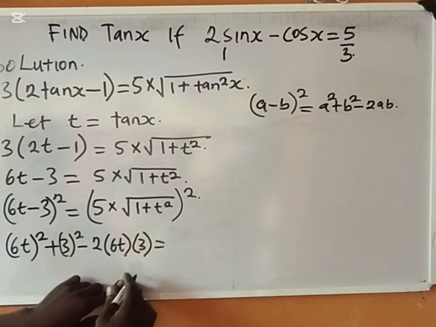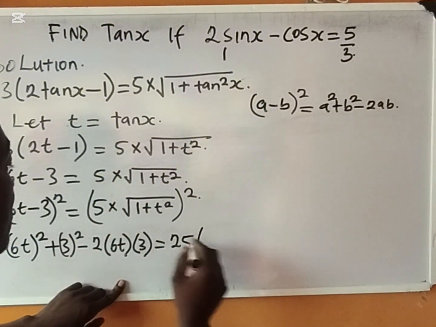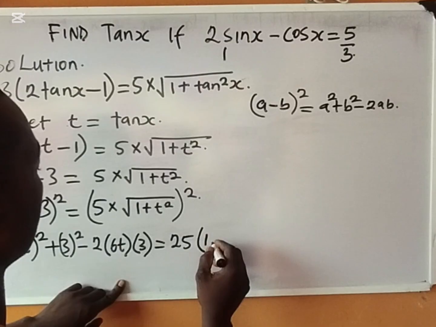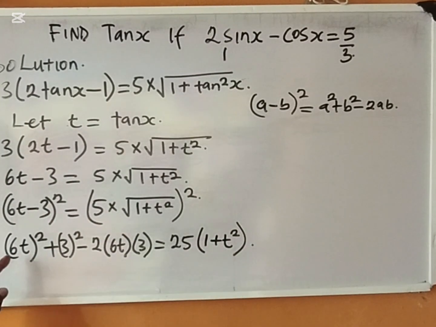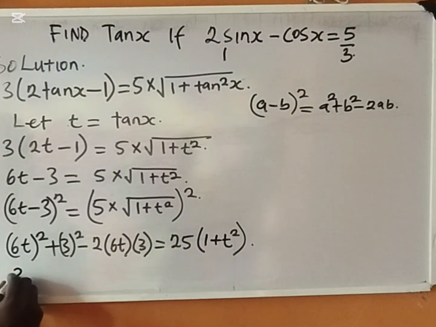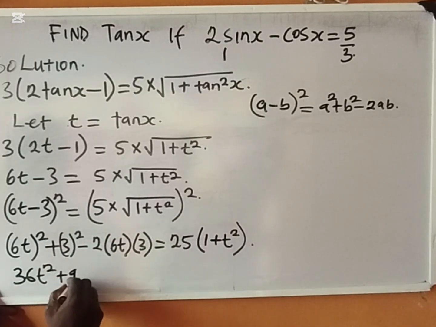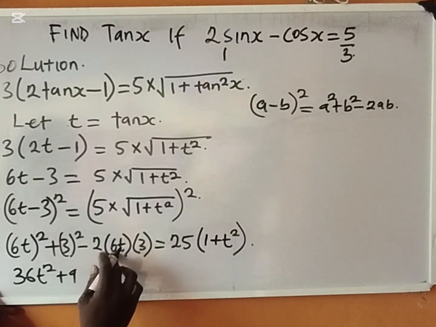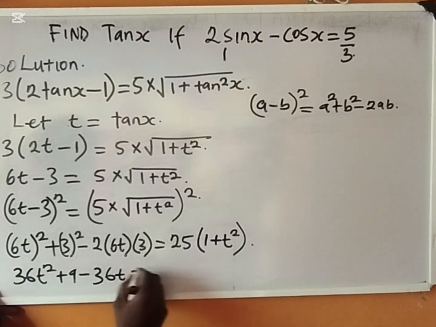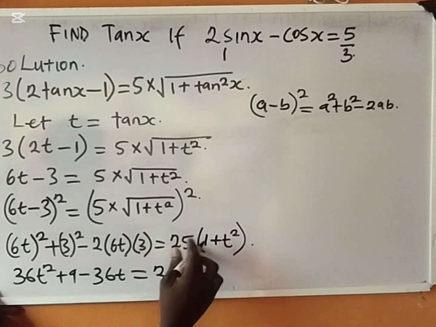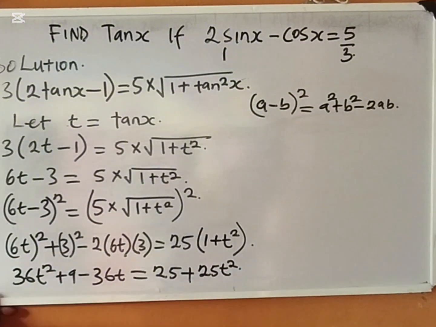This will be equal to, I will take off this sign, 5 squared will be 25 into bracket, the square root sign will go, we'll have 1 plus t squared. Okay? 6t squared is 36t squared. 3 squared is 9. 2 times 6 times 3 is 36. So this is minus 36t. This will be equal to 25. I will multiply this plus 25t squared.